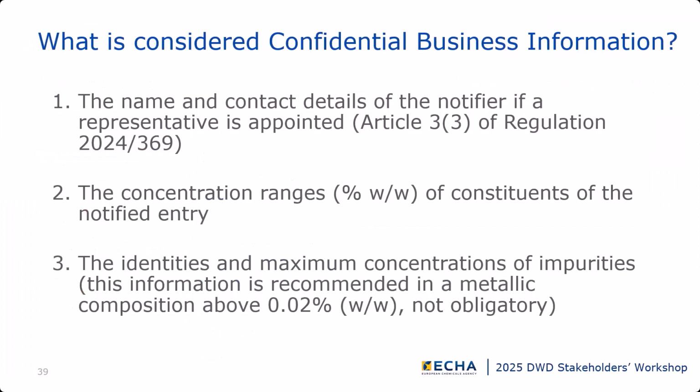So as you can see from this slide, according to the Drinking Water Directive, there is some information from the dossier that will not be made publicly available once the dossier is published. This information includes, for example, the identification of the applicant, such as the name and contact details in case a representative is designated, and also information concerning the manufacturing process, such as the concentration range of the constituents and everything regarding impurities. So now I will guide you through a short demo.